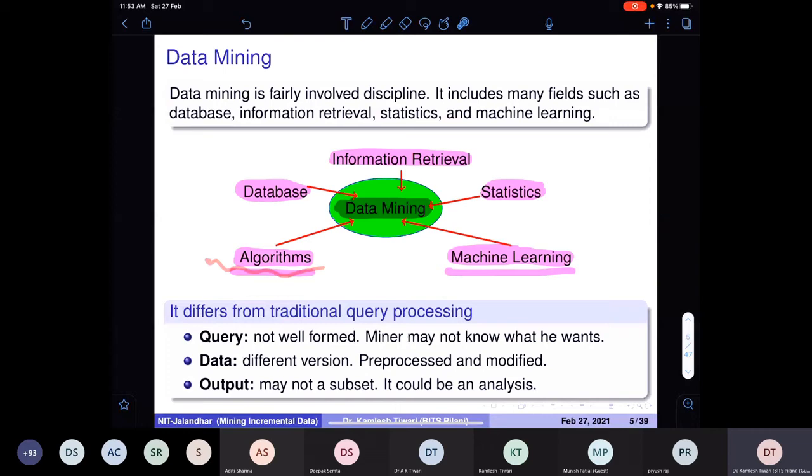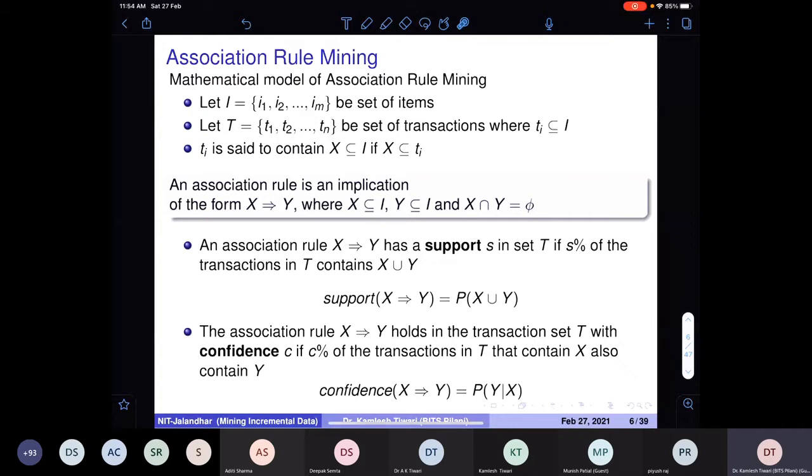So a very complex kind of task that we are going to do over here. This was the general introduction of the data mining that we actually want to do. Now I would like to introduce a small problem, and with respect to that problem, we will talk about how we can carry out the later discussions.